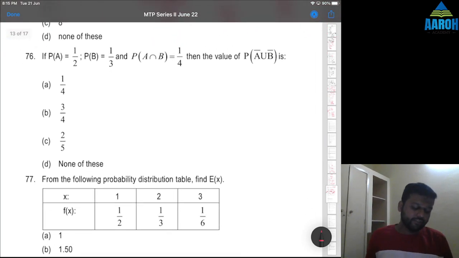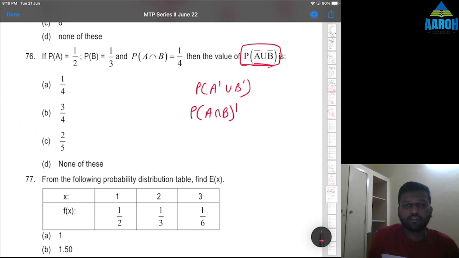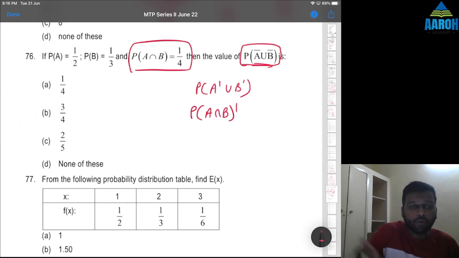If probability of A is given, B is given, and A intersection B is given, then what is the value of probability of A dash union B dash? A bar is nothing but A dash. For 76, actually you don't need to find much, because if you apply De Morgan's law, probability of A dash union B dash, if you take that dash outside, becomes probability of (A intersection B) dash. We already have probability of A intersection B, 1 by 4. So probability of its complement will be 3 by 4.